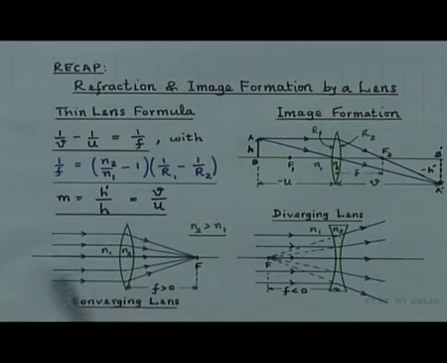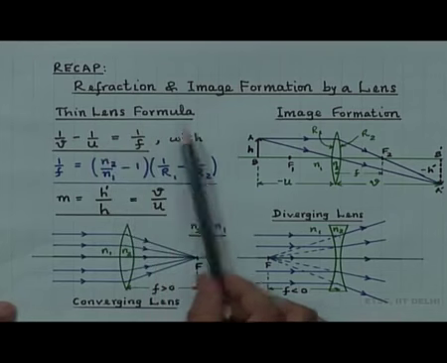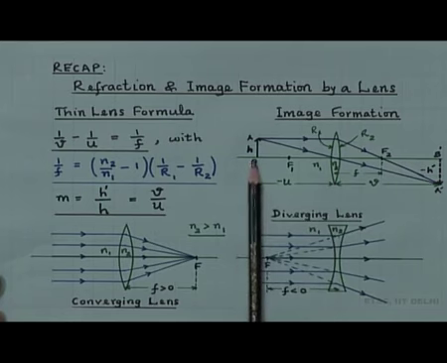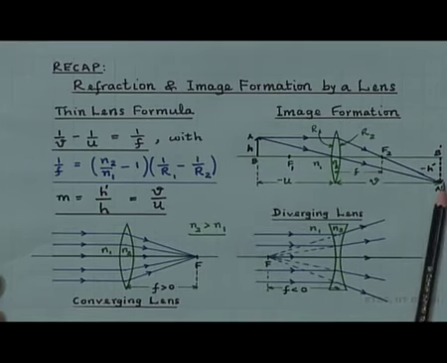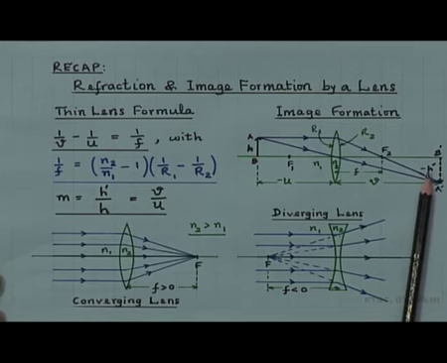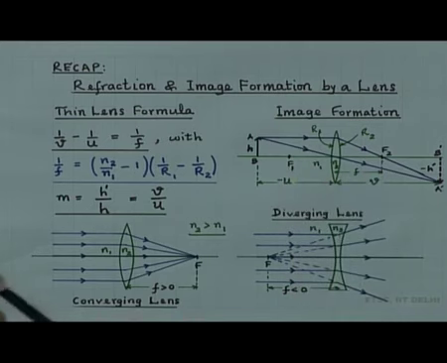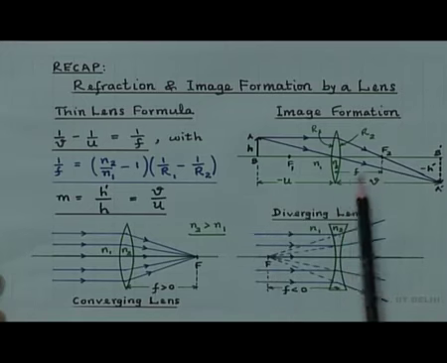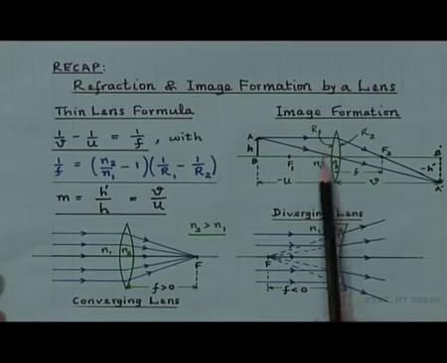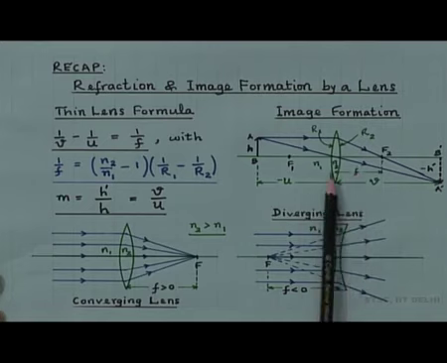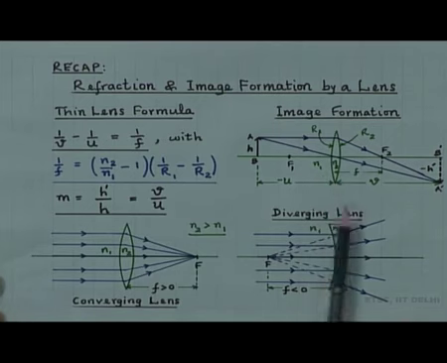This is the summary of what we have studied. We have derived the thin lens formula. There is a lens here, a biconvex lens, an object of height h forming an image of height h dash. F1 and F2 are the principal foci of this lens. U is the object distance, V is the image distance, and F is the focal length. R1 is the radius of curvature of the first surface, R2 is the radius of curvature of the second surface, N1 is the refractive index outside the lens, and N2 is the refractive index of the material of the lens.